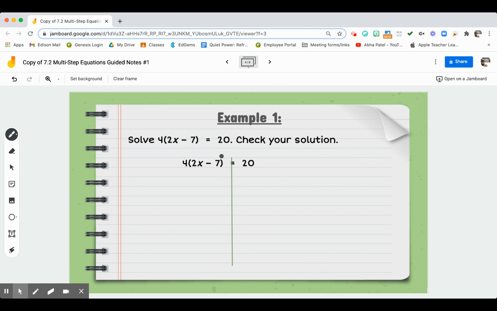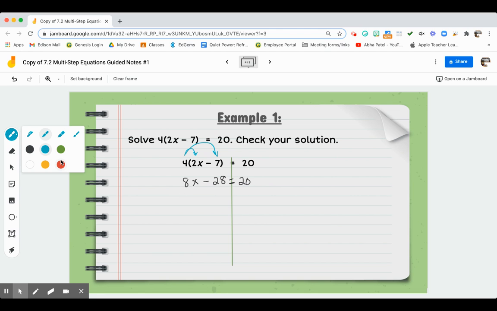Example 1, solve 4 times 2x minus 7 is equal to 20. So distribute first. You're going to multiply the 4 to both of these, and you're going to get 8x minus 28 is equal to 20. And now there's no combining like terms on either side of it. This is as far as you can go.